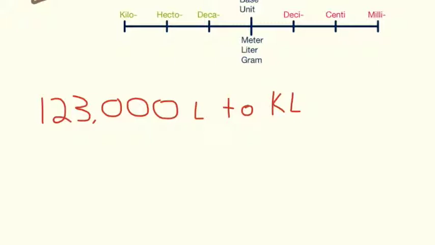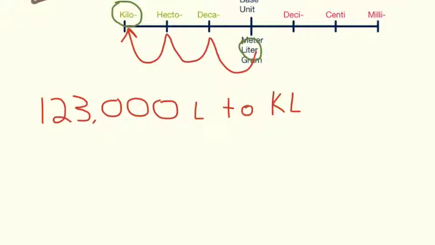Now let's do example 2. I want to convert 123,000 liters to kiloliters. So I need to find out where to start. I need to start at liters. Well, here's liters right here. Okay, and I need to get to kiloliters. Well, kilo is all the way over here. So I need to go 1 to the left, 2 to the left, 3 steps to the left.